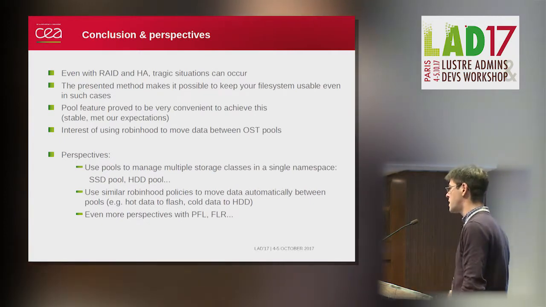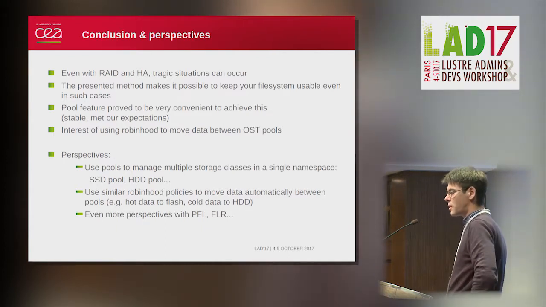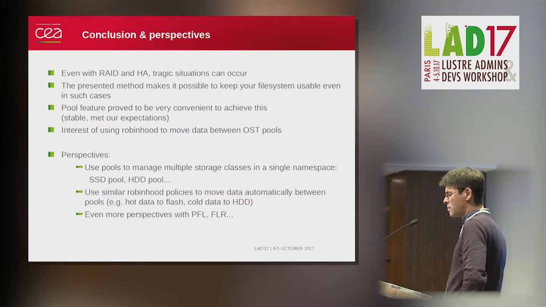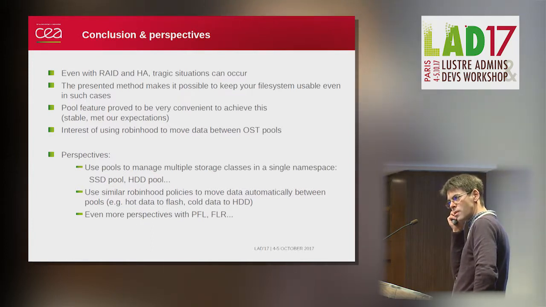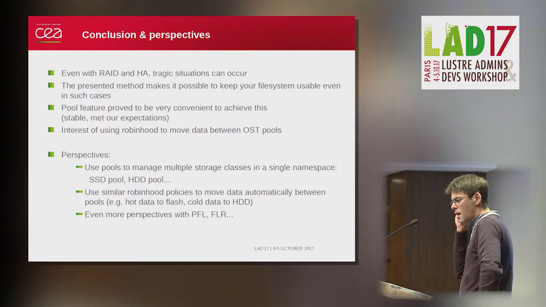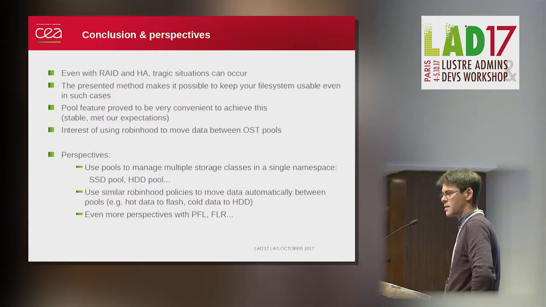So as a conclusion, even with RAID and high availability, bad things can occur on the file system. We are happy with this method we implemented. It gives good results when we have an OST failure. It was the first time we used this pool feature in production for all files so massively. And we are very happy with the stability of this feature, and it met our expectations.